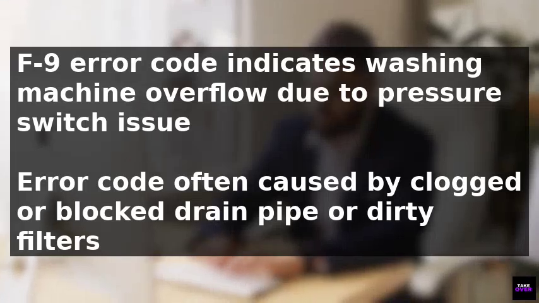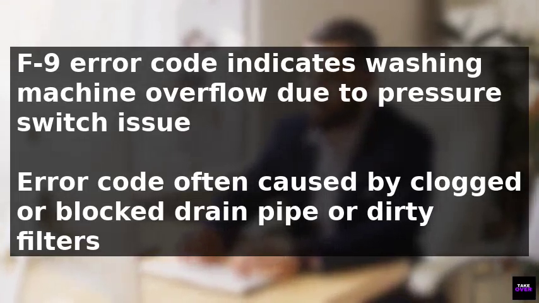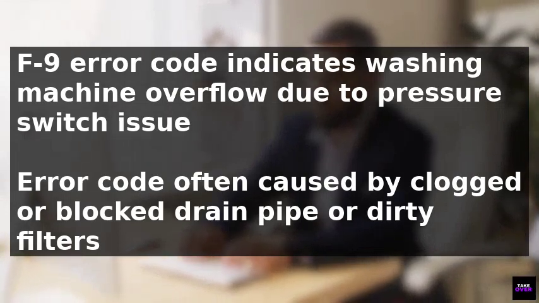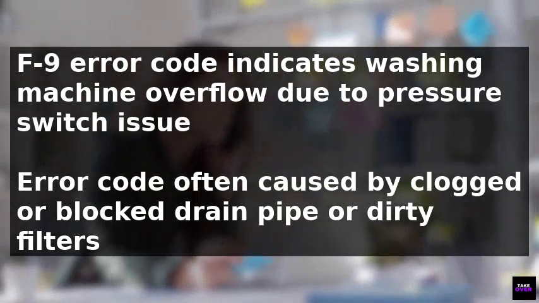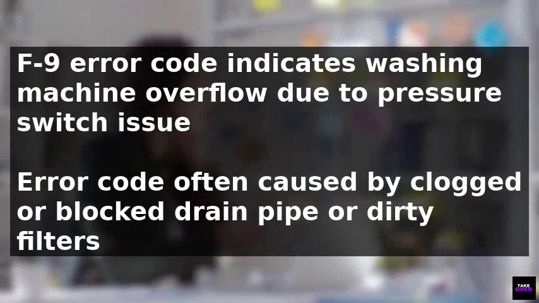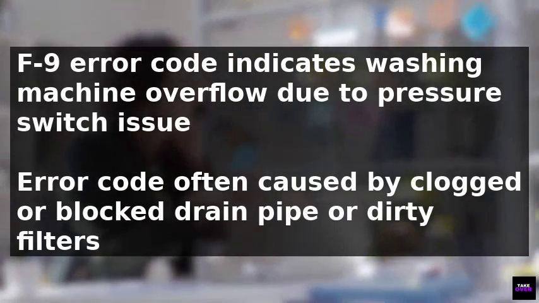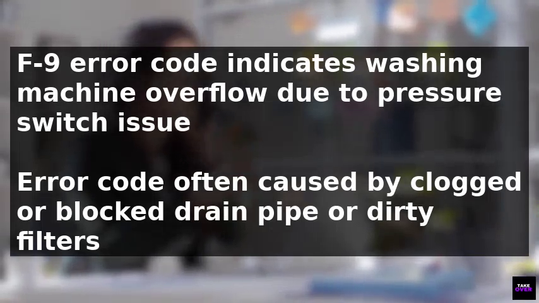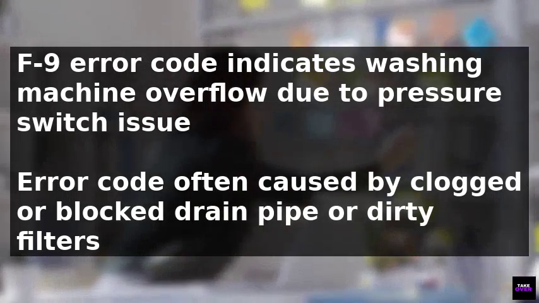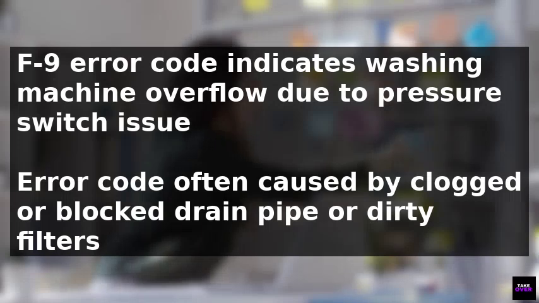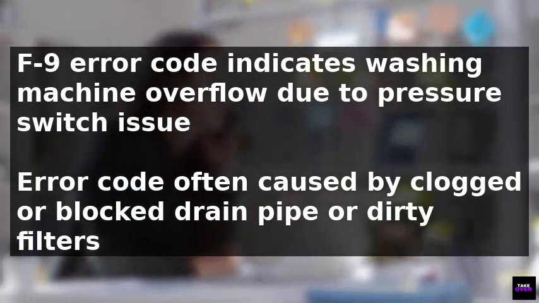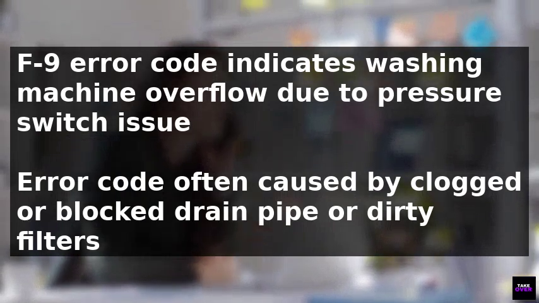The F9 error code on a washing machine indicates that there is an overflow in the machine, which occurs when the pressure switch closes and remains closed for a minimum of 60 seconds. In some cases, the drain pump will continue pumping even after the cancel button is pressed, and the door may not open. This error code is often caused by a clogged or blocked drain pipe, which can be obstructed by foreign objects such as toys, resulting in an overflow.